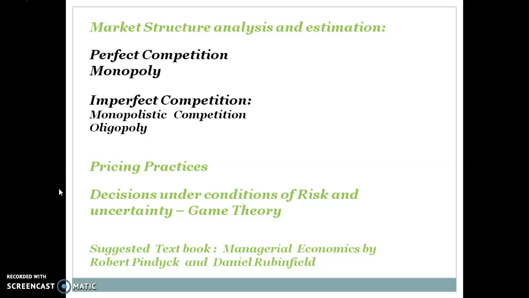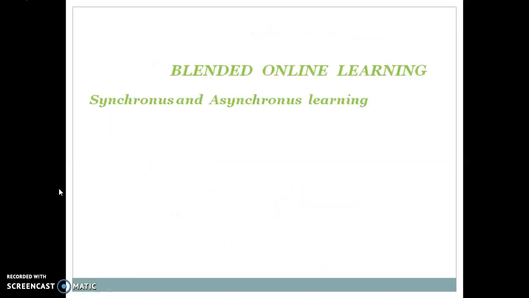So game theory gives an in-depth understanding of how the firm makes decisions under these conditions of uncertainty. Now, the suggested textbook would be Managerial Economics by Robert Pindyck and Daniel Rubinfeld, which has a number of caselets to support all these theories and give you a real-world perspective. So as I mentioned at the beginning, we are just integrating the microeconomic principles with the real world, and that is the main focus of this course.